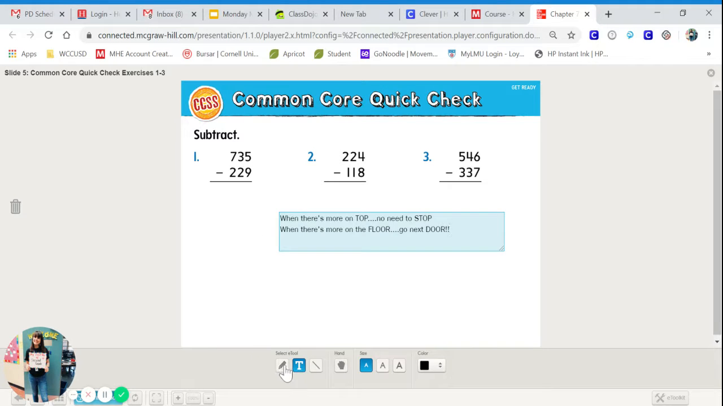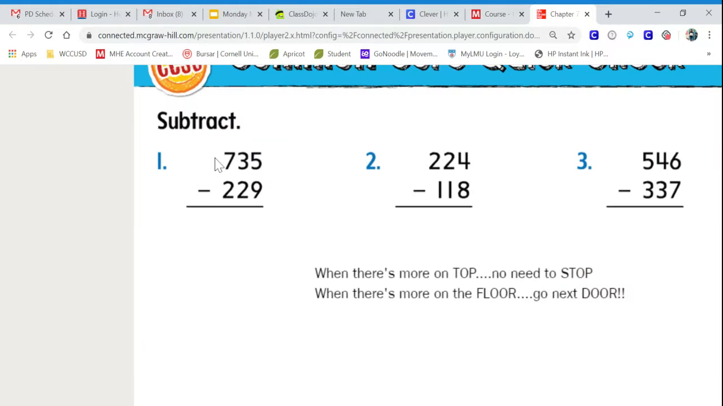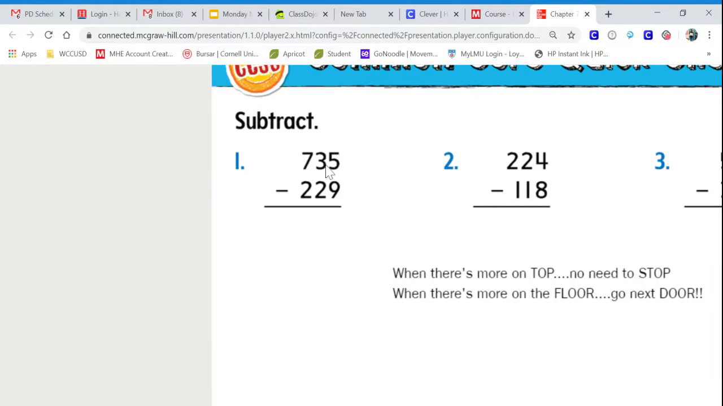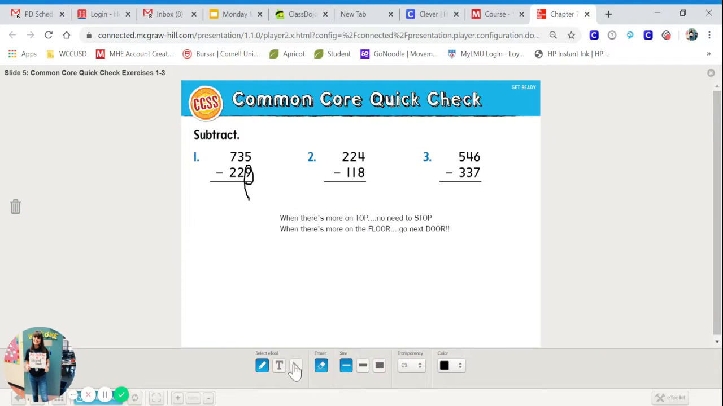All right. So when we're looking over here at the ones, tens, hundreds, I want you to think, which one is greater? Is 9 greater than 5? Is there more on the top or more on the floor? Take a minute. If you need to, you can draw this, do some dots. But you're so smart, you already know that there is more on the floor.